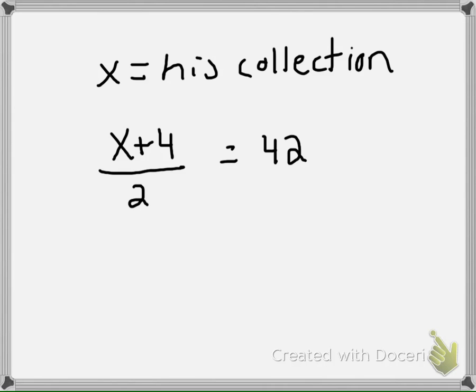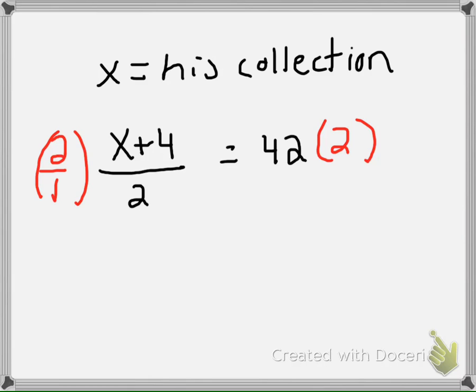Now I want you to pause the video, and then I want you to solve this. Remember, the first thing you have to do is get rid of this divided by 2. Pause the video and try to solve it. So to get rid of being divided by 2, I have to multiply both sides of this equation by 2, or 2 over 1. 2 and 2 over 1 are equal to each other.